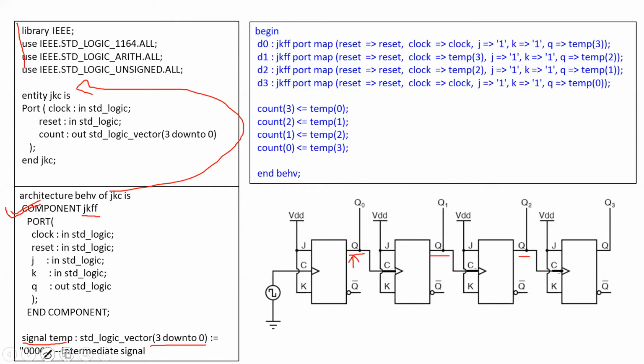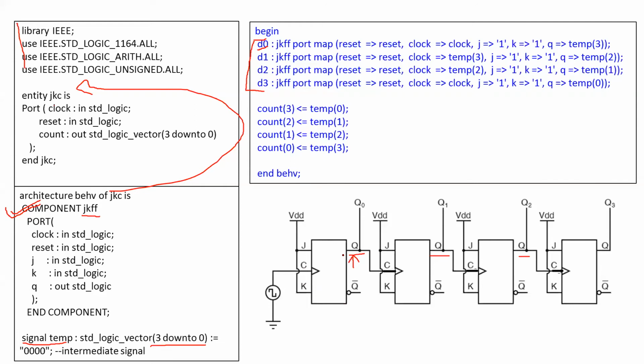Okay, so you can see we have make all the values 0. Now this is the actual counter definition. After the begin statement, at the zeroth level we have D0, a JK flip flop, and then I have mapped the ports of this particular JK flip flop with the values of our requirement.